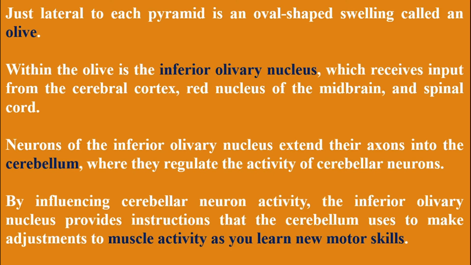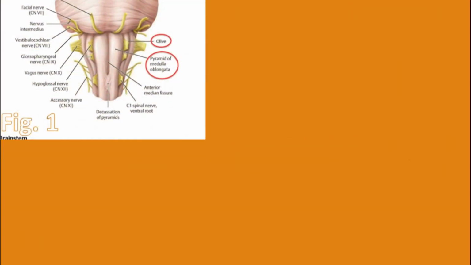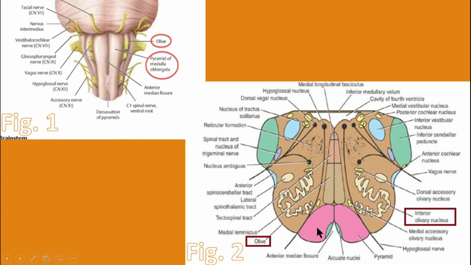This information is used by the cerebellum to make adjustments to muscle activity as we learn new motor skills. Here, image 1 is a posterior view of the brain stem, which shows the olive structure just lateral to the pyramid. Looking at image 2, it shows a pink-colored pyramidal structure, and just lateral to that, there is the olive. And within the olive, there is the inferior olivary nucleus.